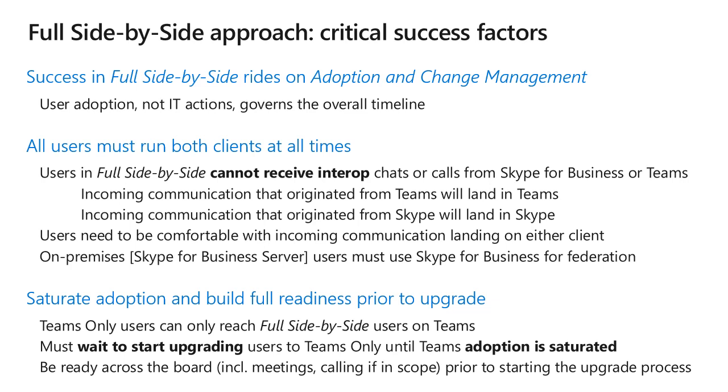Now, a second piece that we talked about is all of our users must run both clients at all times. That is absolutely critical for success here, because users that are in this full side-by-side approach cannot receive any type of interop, chat, or call from Skype for Business or from Teams. So again, to reiterate, any incoming communication that originated in Teams lands in Teams. If it originated in Skype, it lands in Skype, right? We don't have a mechanism for Teams to talk to Skype or Skype to talk to Teams when the user is in this full side-by-side approach.